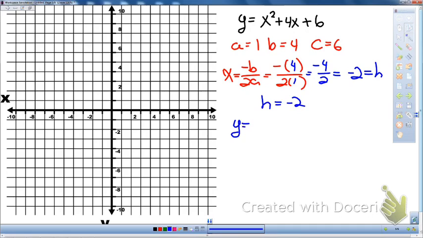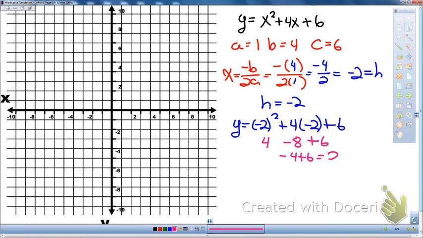Now that we have solved for the h, we can substitute it back into our original equation and solve for the k value. Negative 2 quantity squared is 4. 4 times negative 2 is negative 8 plus 6. Negative 4 minus 8 is negative 4 plus 6 is 2. That's our k value. Now I know that our vertex is negative 2, 2.